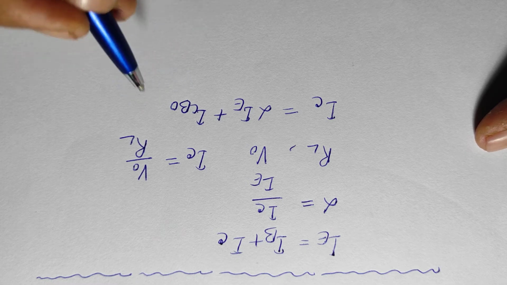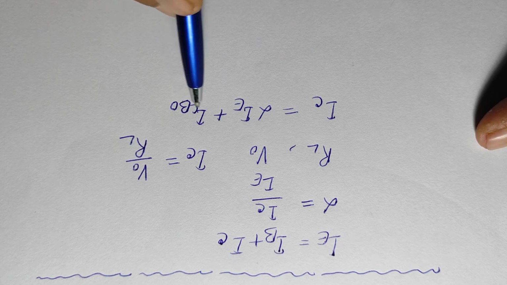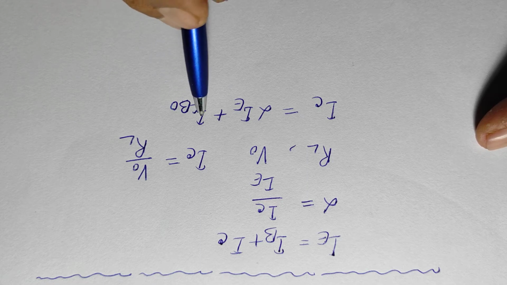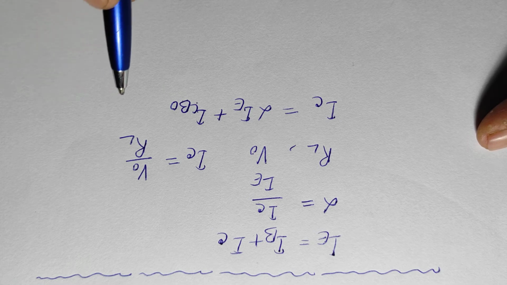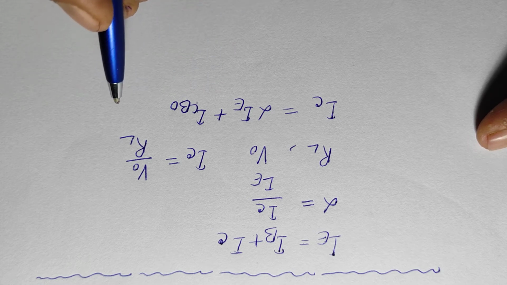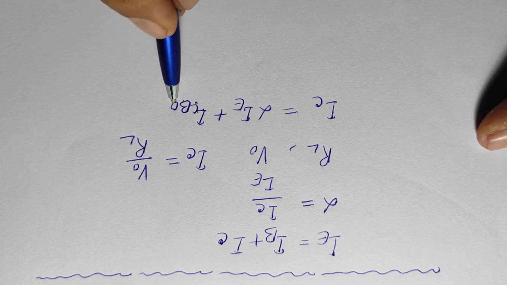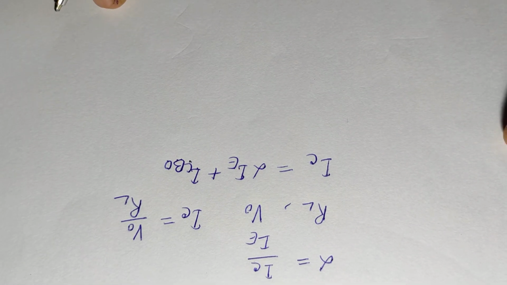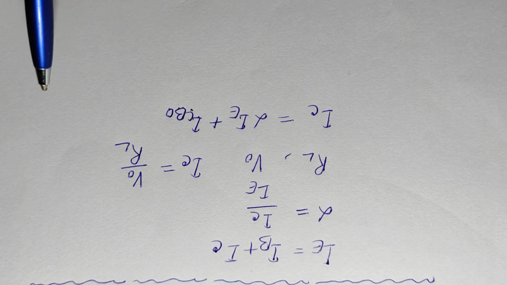And what is the meaning of ICBO? IE is the emitter current, this is the collector current, ICBO: collector base current with open emitter circuit. Common base current means there is no current in the emitter circuit. That means the emitter circuit is open. If a circuit is open, there will be no current through it. So this is called collector base current with open emitter circuit, ICBO. Clear? So now we will do some problems depending upon these formulas. Okay, so let us start.